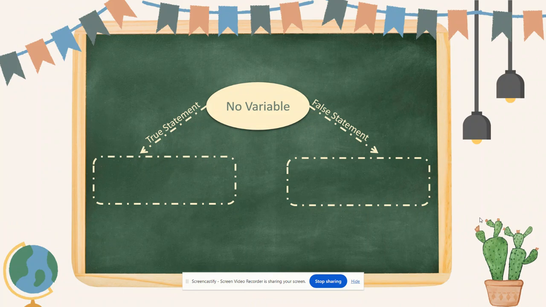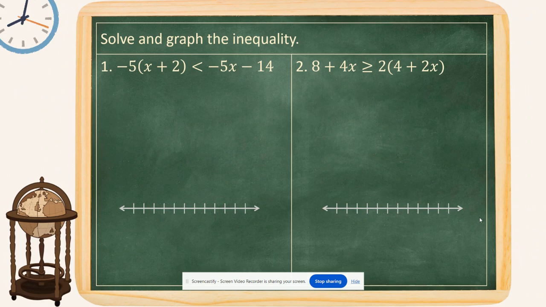If it's a true statement with no variable, it would be all real numbers. And if it's a false statement with no variable, it would be no solution. So if it's false, it's no solution. If it's true, it's all real numbers. Okay, so let's look at some examples.